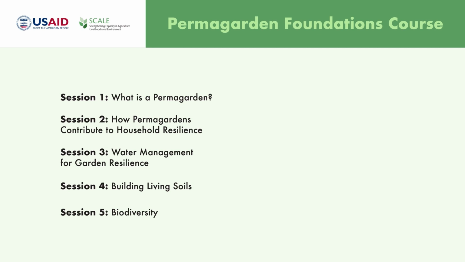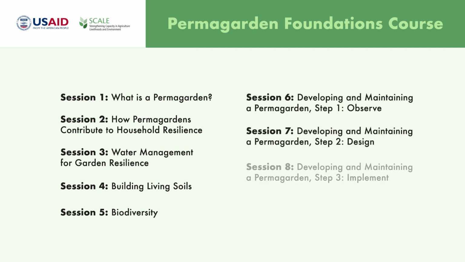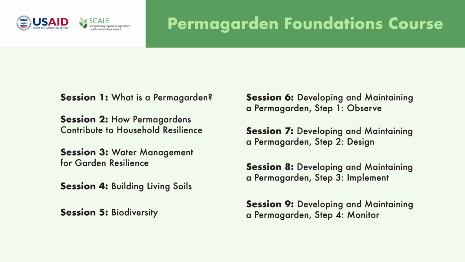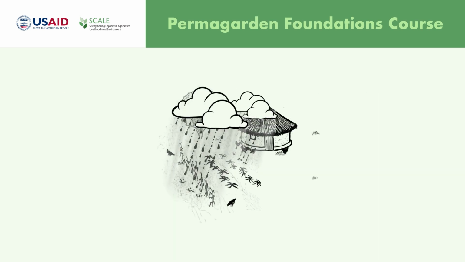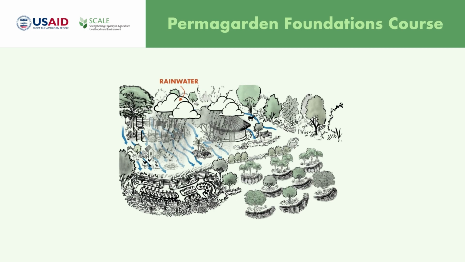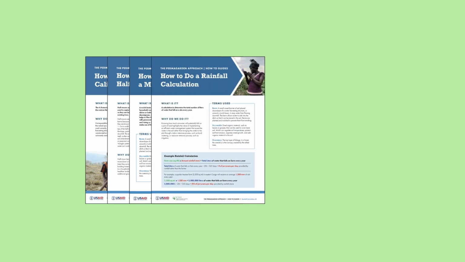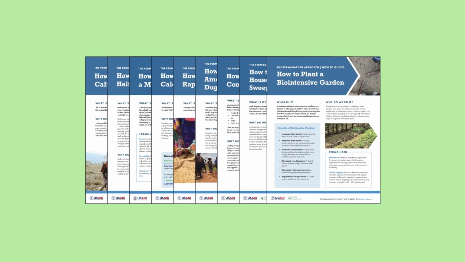Then, we will conclude with sessions that detail the 4-step cyclical process to develop and maintain a Permagarden: observe, design, implement, and monitor. Throughout the course, there will be illustrations and animations that help to visualize the technical concepts, along with supplemental materials that provide additional resources.